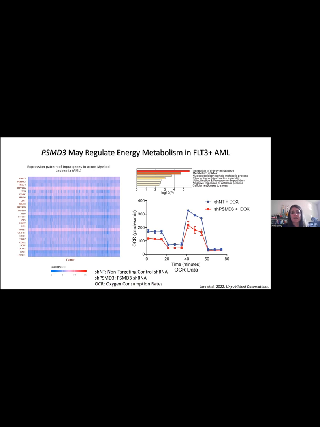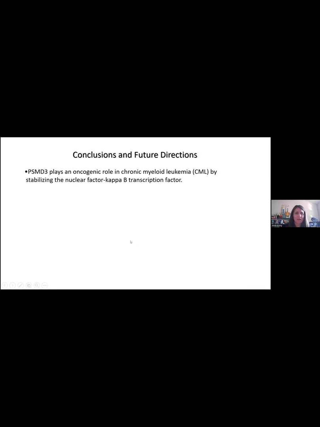And that demonstrated that PSMD3 may play a role in energy metabolism in AML, particularly integration of energy metabolism and metabolism of RNA. So we used the Agilent Seahorse bioanalyzer and looked at functional metabolism in FLT3 positive AML cells. And as you can see, when we knocked down PSMD3, we saw a reduction of oxygen consumption rates in the knockdown cells compared with cells expressing a non-targeting control shRNA.